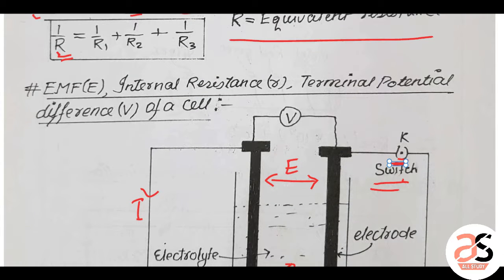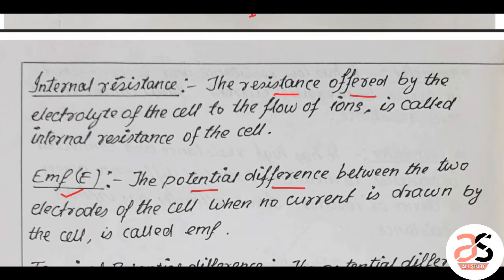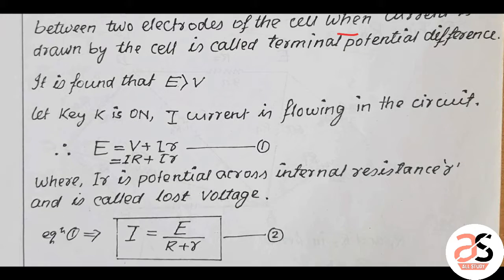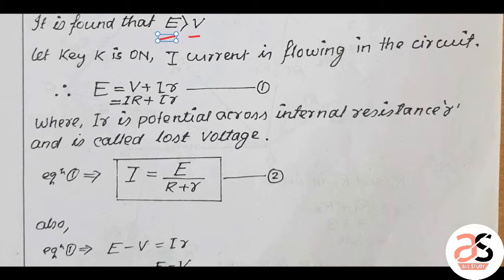So what is terminal potential? When current is flowing in the circuit and the switch is on, the measured potential difference between the two electrodes is called capital V. When no current is flowing, it is EMF. When current is flowing, it is terminal potential. Here it is found that EMF is greater than the potential difference. Here let key capital K be on.